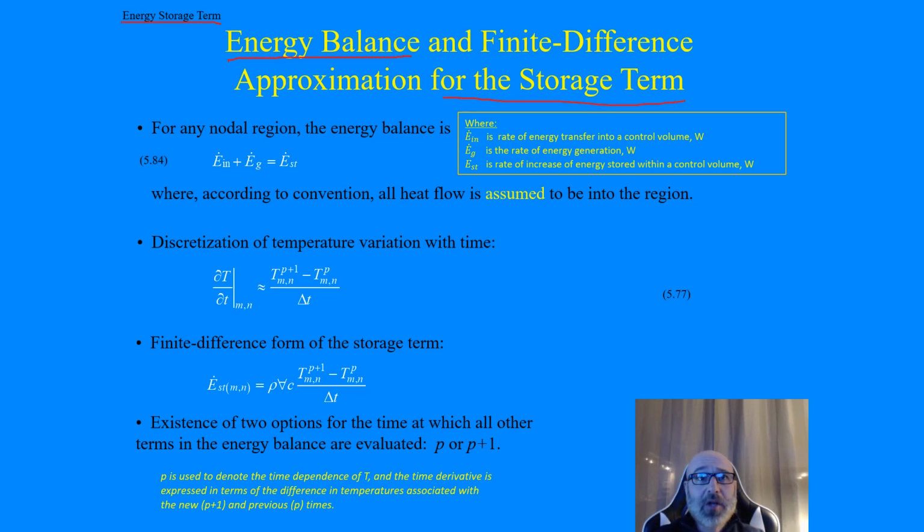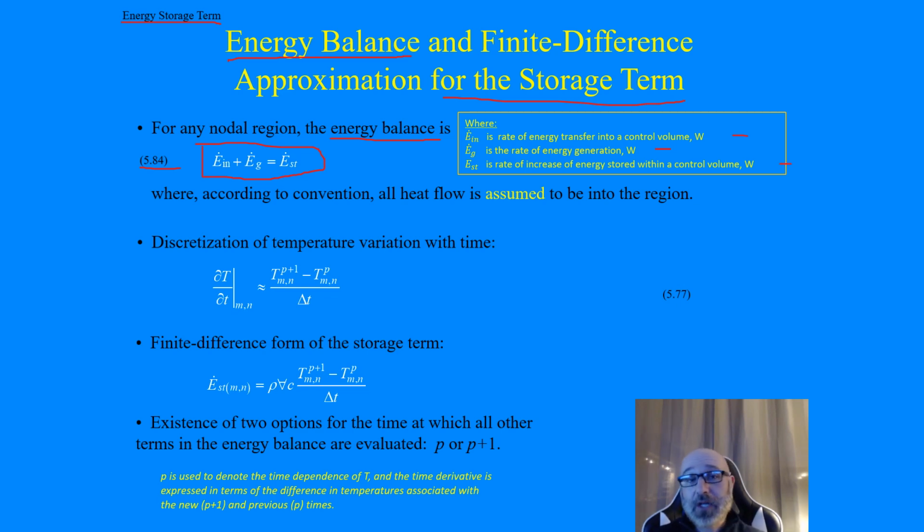So if we think about our energy balance, for any nodal region, the energy balance is given by the relationship shown in equation 5.84, where we have E dot in plus E dot G equal to E dot ST, where E dot in is the rate of energy transferred into a control volume in units of watts. E dot G is the rate of energy generation in watts, and E dot ST is the rate of increase of energy stored within the control volume in units of watts as well.